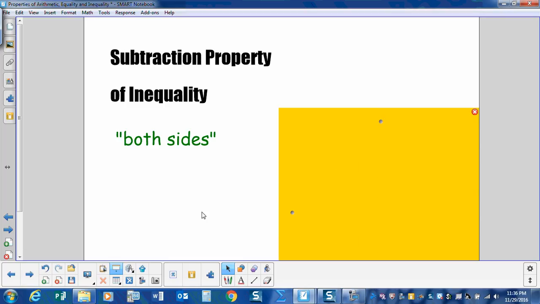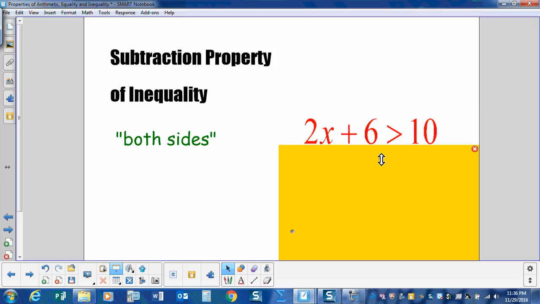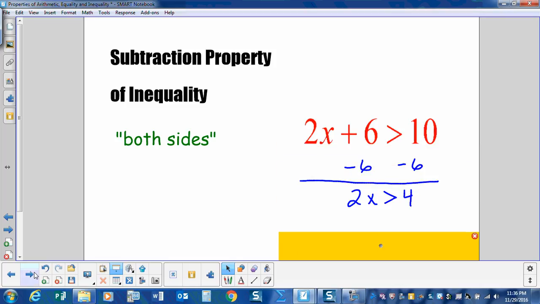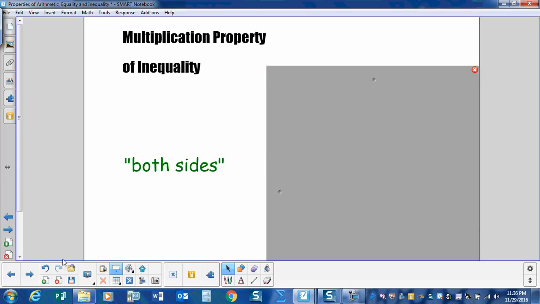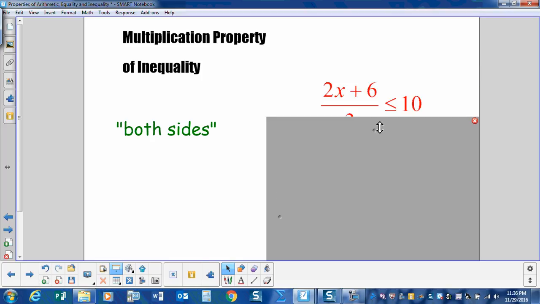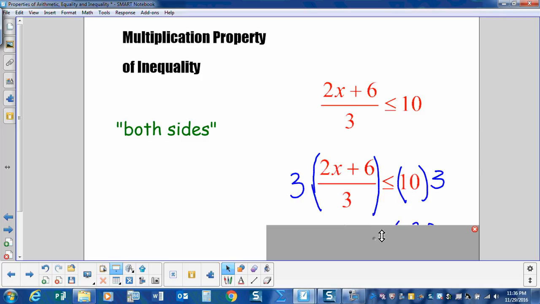The subtraction property of inequality states that we can subtract the same value from both sides. So 2x plus 6 is greater than 10. We can subtract 6 from both sides. The multiplication property of inequality says that we can multiply both sides of an inequality by the same number. So 2x plus 6 divided by 3 is less than or equal to 10. We can multiply both sides of this inequality by 3.